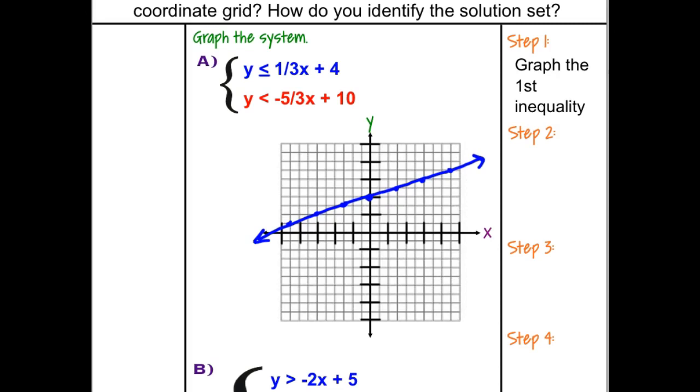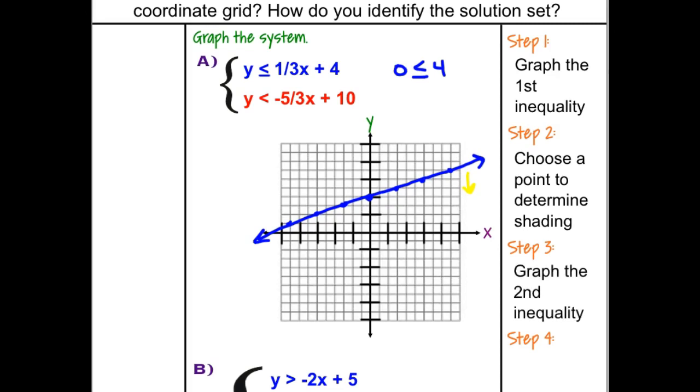So my step 2 is choose a point to determine shading. So like we did before, I'm going to choose 0, 0. If I put 0, 0 in here, I get 0 less than or equal to 1/3 times 0, which is 0, plus 4. That is true. So for right now I'm just going to mark that I'm going to shade down. And there's a reason for that, so just go with me on this. Then we take a look at step 3.